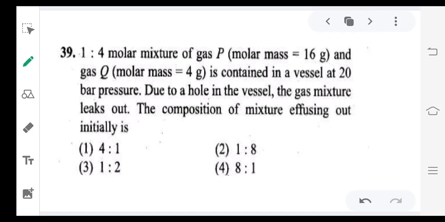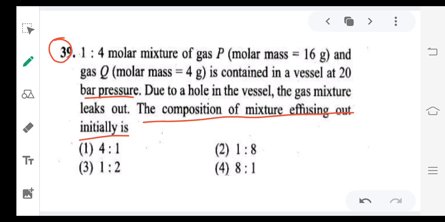Next, 39th problem. A 1:4 molar mixture of gas P and gas Q is contained in a vessel at 20 bar pressure. Due to a hole in the vessel, the gas mixture leaks out. The composition of the mixture effusing out initially is?